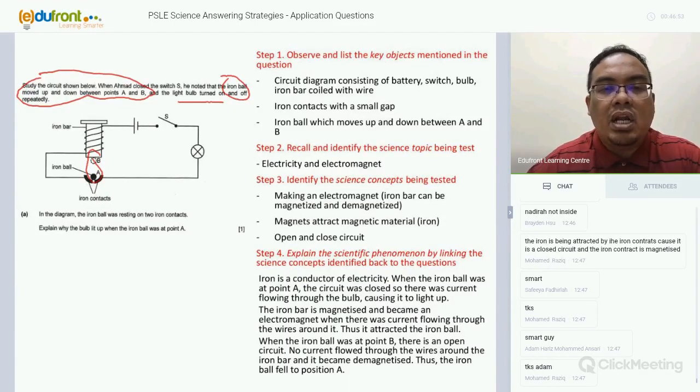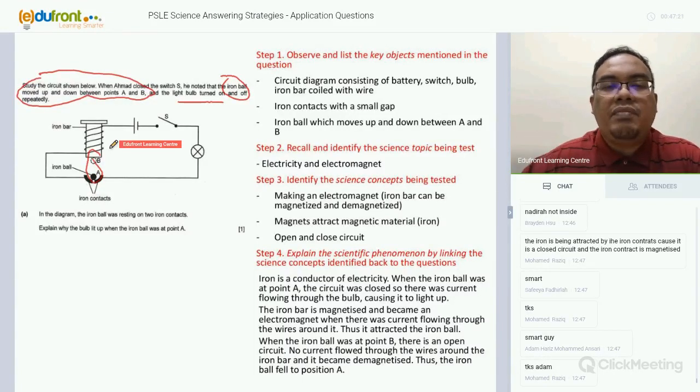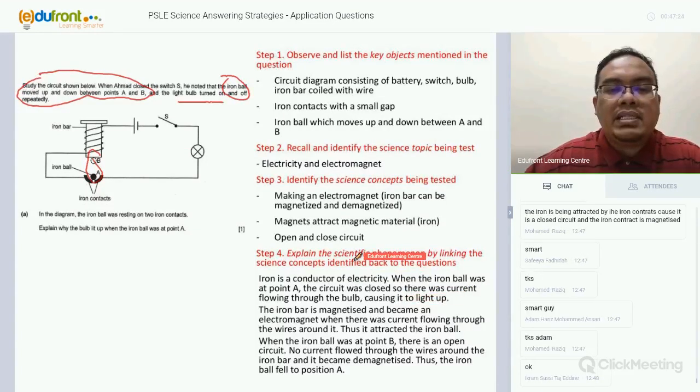So when the circuit is closed, when it's a complete circuit, it will become an electromagnet, and the iron bar will become magnetized. When you switch it off, when there's a gap in the circuit, it will be demagnetized. Please remember the concepts here: magnetize, demagnetize. These are the keywords that you have to use when answering this kind of electromagnet question. Now let's answer the question itself.